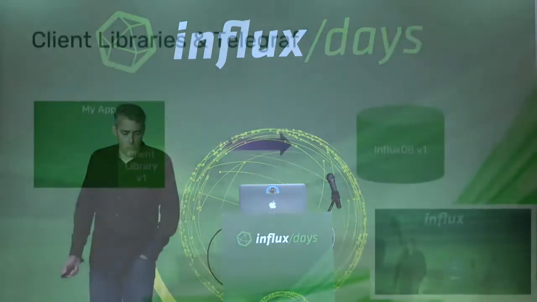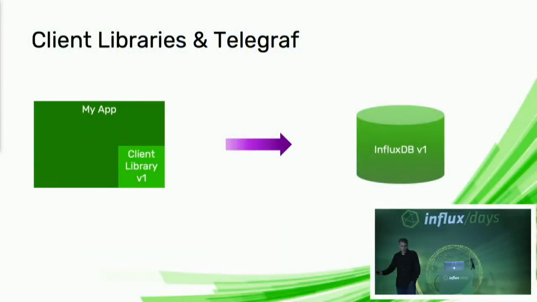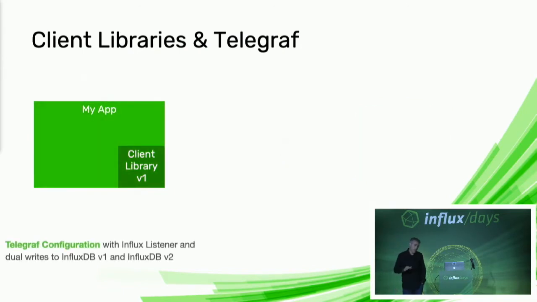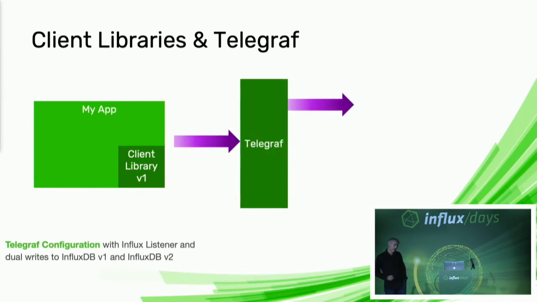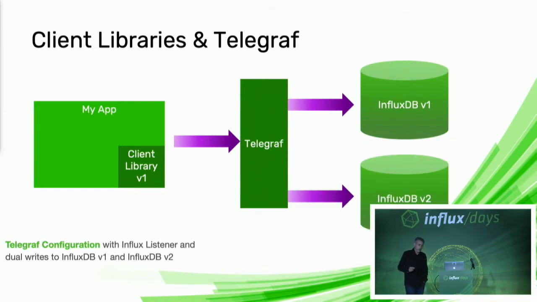And so one of the things, of course, is this is all working great. And if you think about that dual write configuration that we just talked about, there's no reason why you can't put a Telegraph agent in between. So this is sometimes called interstitial Telegraph deployments. So have the client library talk to Telegraph. There is a specific Influx listener that's available as an input plugin. And so you can configure that to appear to your client library like an InfluxDB v1 instance.